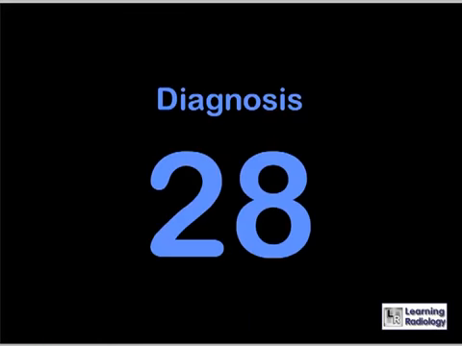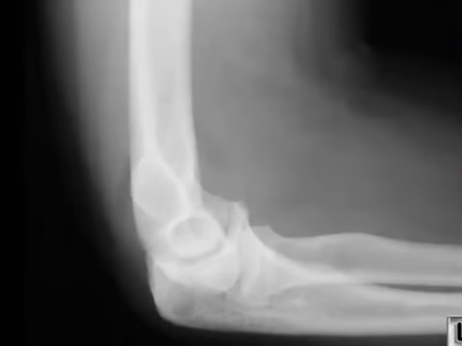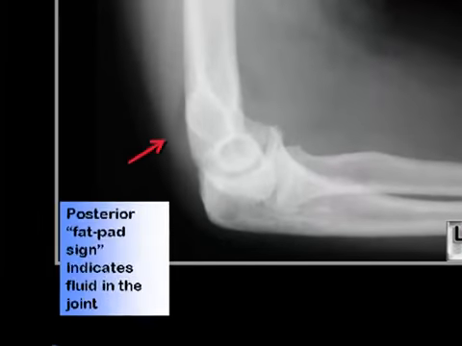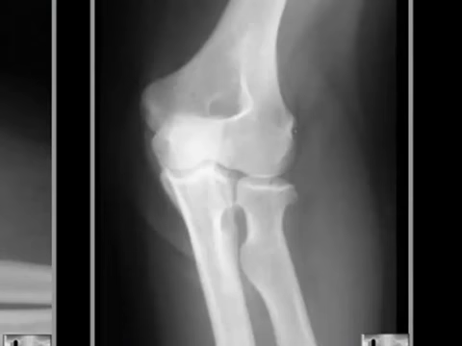Why does this 21-year-old have elbow pain following a fall? On the lateral view, we see what's called the posterior fat pad sign, in which there is this triangular lucency to which the red arrow is pointing that extends posterior to the distal humerus, indicating distension of the joint capsule by fluid in the joint. If you look carefully on the oblique view of the elbow, the green arrow is pointing to a lucency which represents a fracture of the radial head.